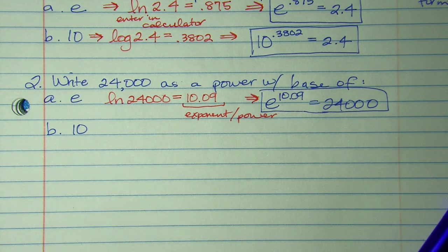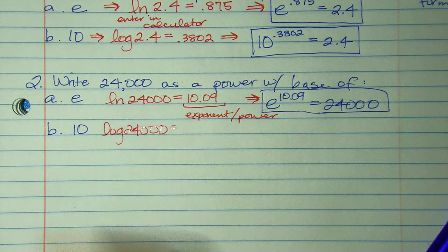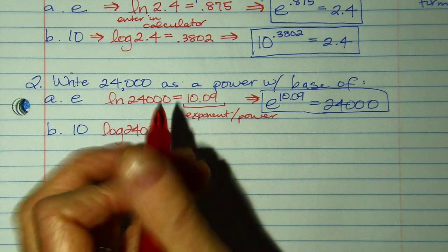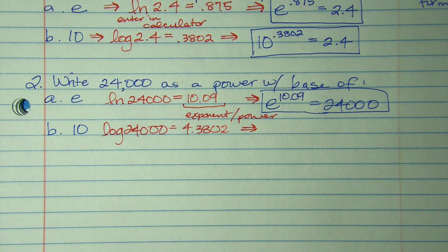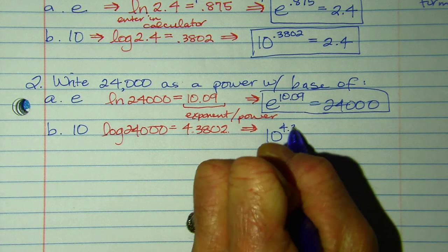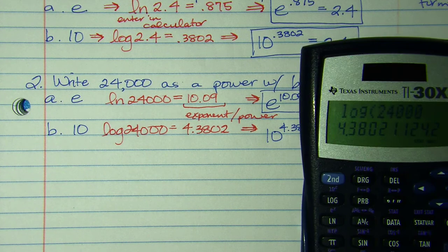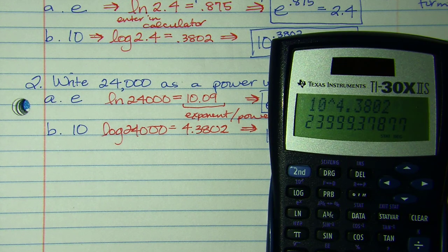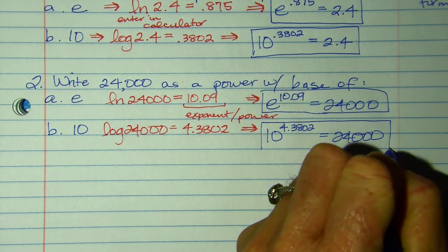Part B, so in my calculator, I'm going to enter the log of 24,000. So log of 24,000, I got 4.3802. So I'm going to rewrite that. So 10 to the 4.3802 is 24,000. Let's see if I'm a little bit more accurate with that one because I used a more accurate exponent. Yeah, look how close that is, 23,999. So the more decimals we use, the more accurate our answer is.